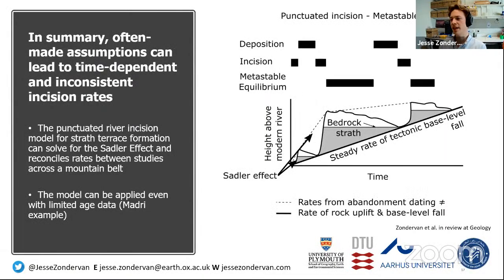So in summary, often-made assumptions about strath terrace formation can lead to time-independent and inconsistent incision rates that can be misinterpreted. Whereas if we account for the possibility of punctuated river incision, we can start to solve for the Sadler effect, this apparent increase in incision rates, and reconcile rates between studies across a mountain belt. In this case, I showed you the data from the Magoon and the data from the Madri. And this model can be applied with limited age data, such as in the Madri example. And with that, I'll be open for questions.